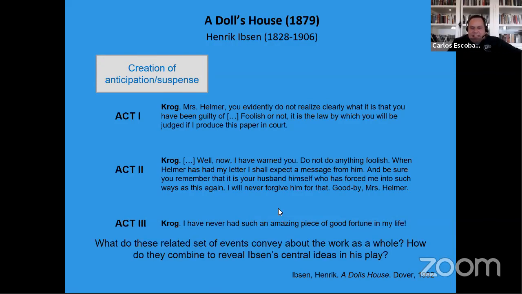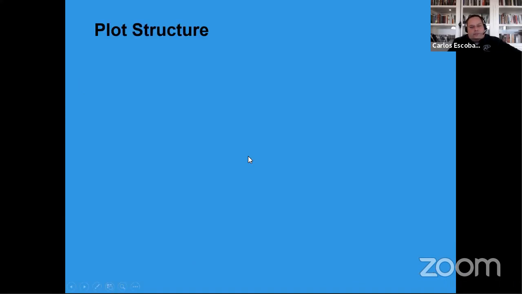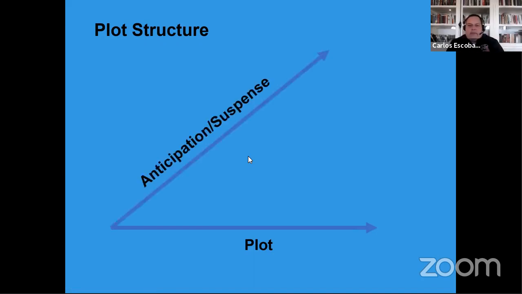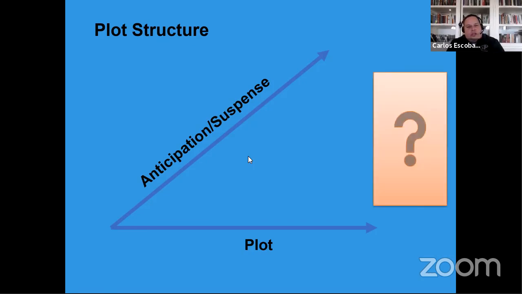But the question we have to ask ourselves here is, what do these related set of events convey about the work as a whole? How do they combine to reveal Ibsen's central ideas in the play? Ibsen purposely creates this anticipation, purposely creates this suspense, right? Why would he do so? Well, what we do know is that as the play progresses, as the plot progresses, the anticipation rises. That simple understanding of the organizational pattern in the play makes us question, why does Ibsen create his structure in this way?